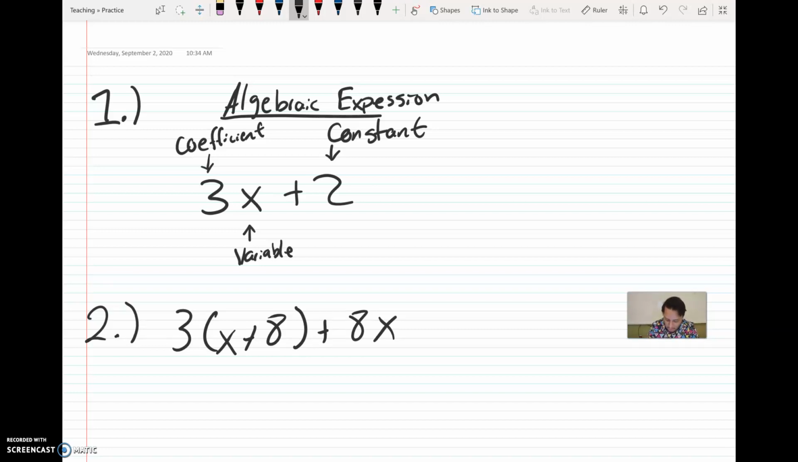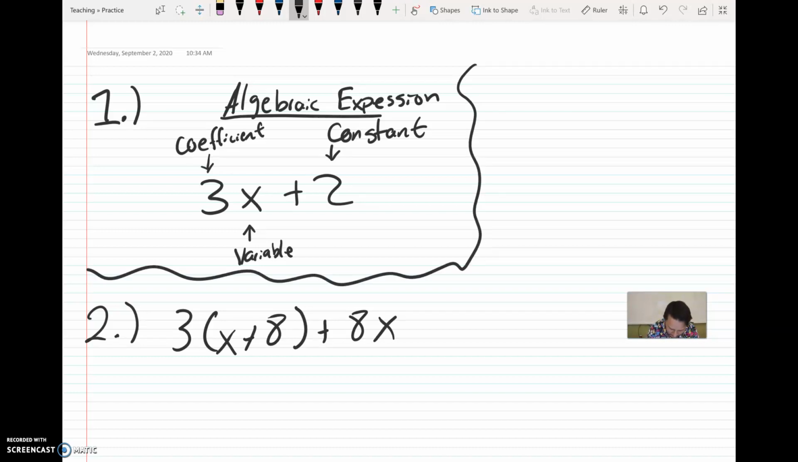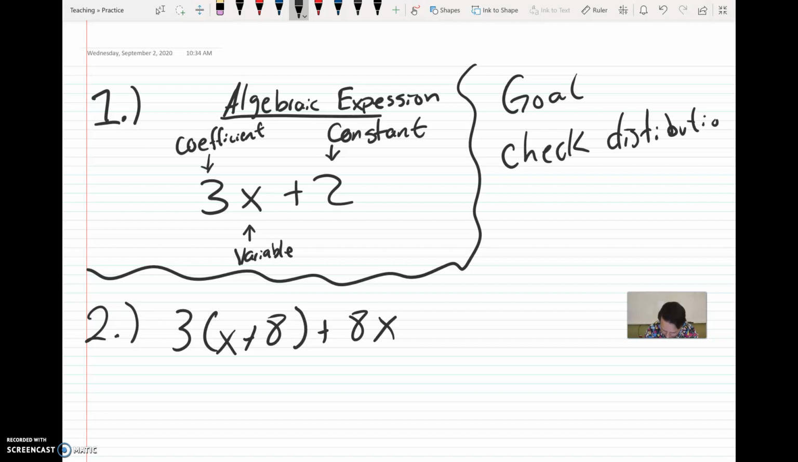All right, our first goal, and I'm going to write this down here, guys. Let me make a note. Our goal is to check for distribution. Then we need to combine like terms.